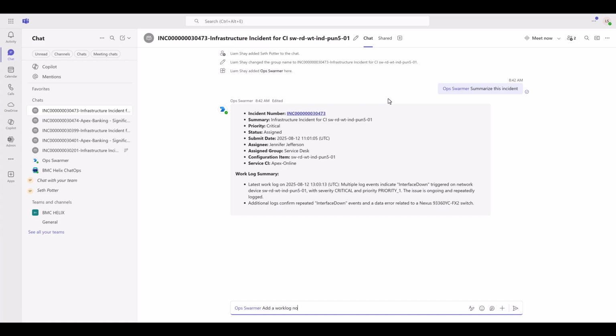Liam makes sure that anyone else looking at the incident knows that he and Seth are already looking into it by adding a work log note. We will check the incident later to see this addition.